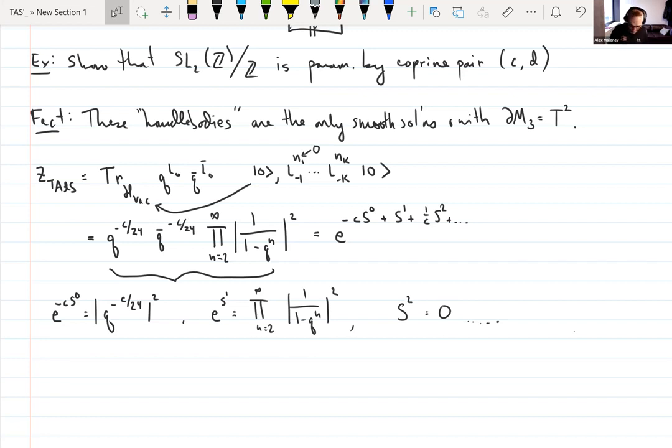Okay, exercise. Check S2 is equal to 0 directly. Email me when you do this exercise.